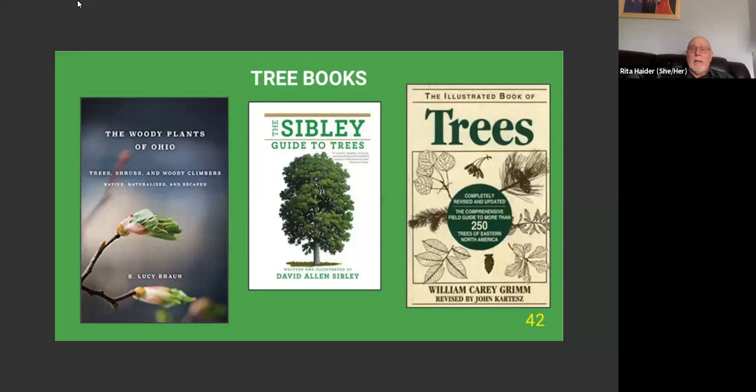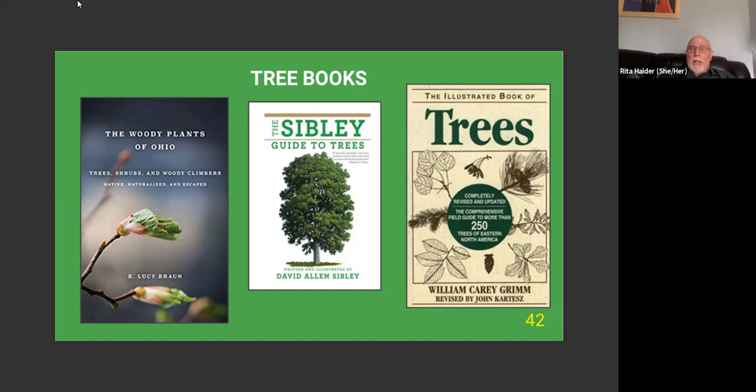Sibley is a great guide to trees. Again, a large format, a little bit to carry, maybe won't fit in your pocket, but you can put it in a backpack. Beautiful drawings. Of course, Sibley's also known for his bird guides. Not a huge amount of information, a good beginner or intermediate book, and I still refer to it.